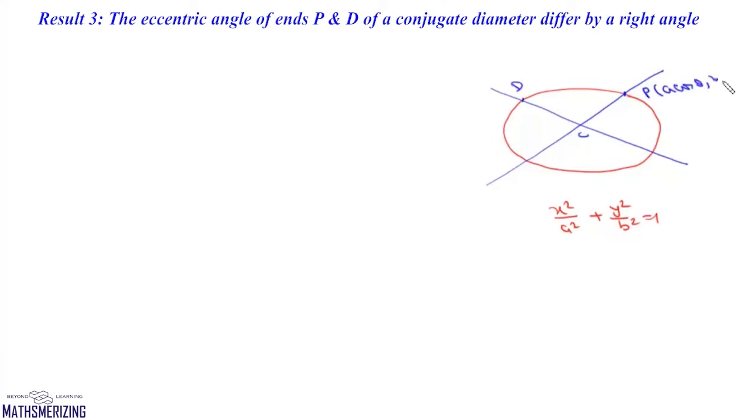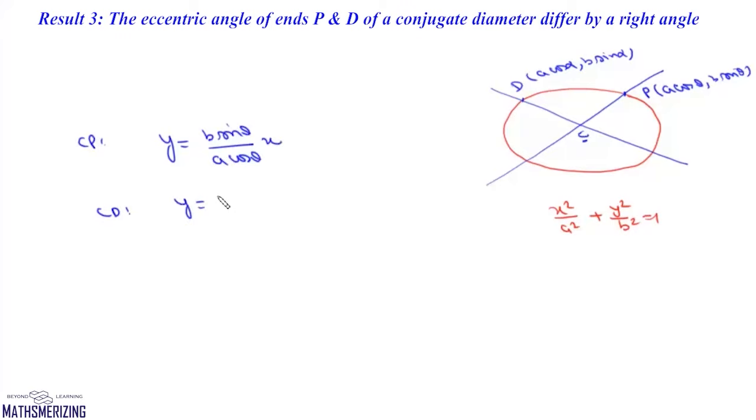Now let this point P be (a cos theta, b sin theta), and let this point D be (a cos alpha, b sin alpha). Now the center of this ellipse is at origin. So we can write the equation of this line CP, it will be y equals b sin theta upon a cos theta x, and the same way we can write the equation of CD, which will be y equals b sin alpha upon a cos alpha into x.